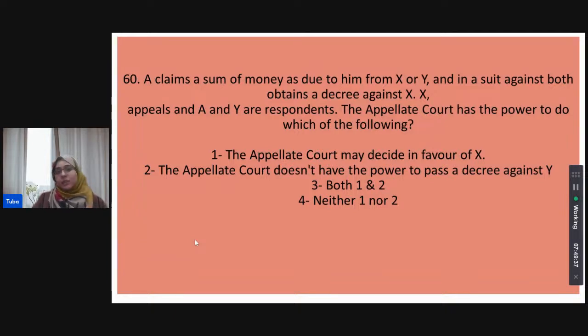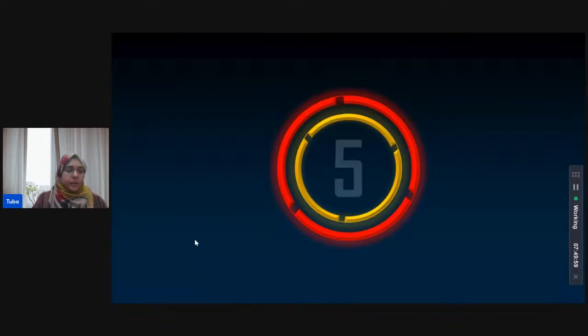Here, A has claimed a sum of money as due to him from X or Y, and he has a suit against both, but he is only able to obtain a decree against X. X is now appealing the decree and holding both A and Y as his respondents. What will the appellate court do? Decide in favor of X? Or does the appellate court not have the power to decide against Y? I'll start your timer now.